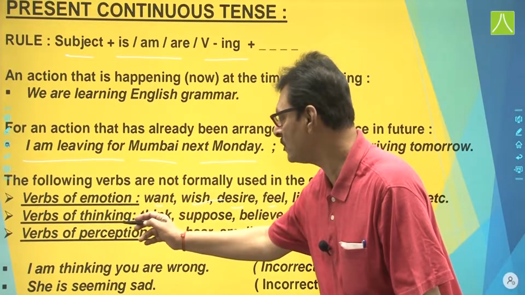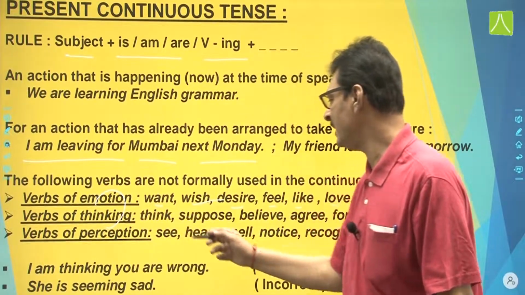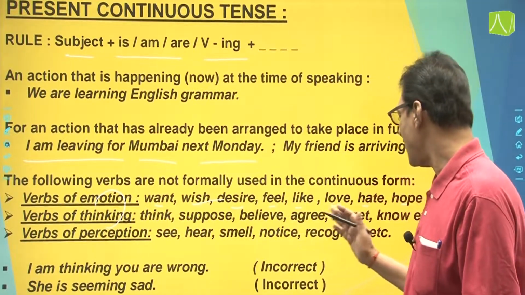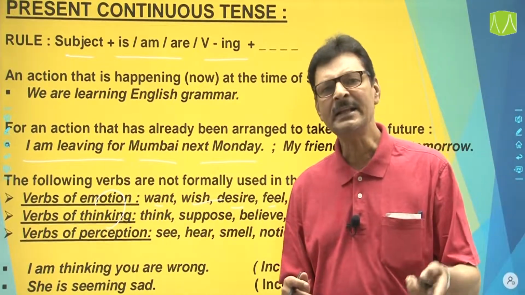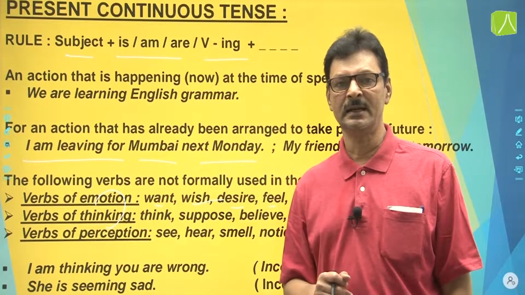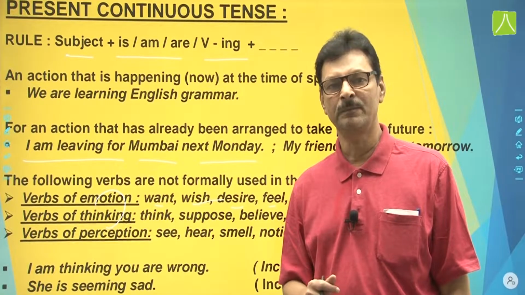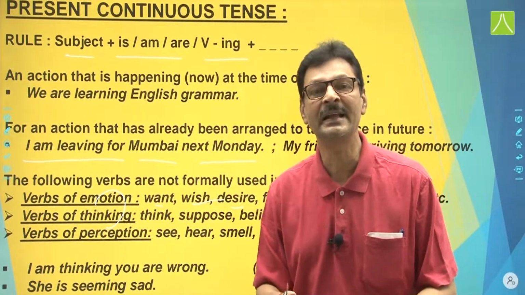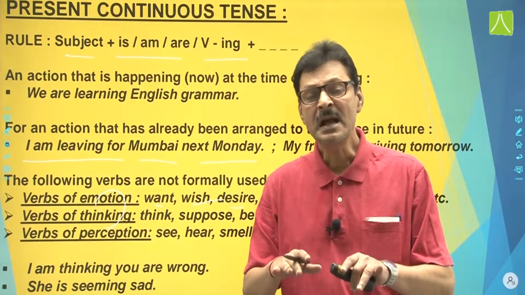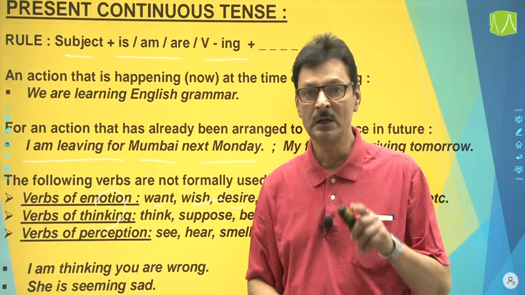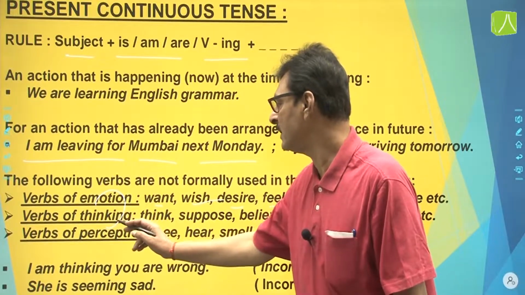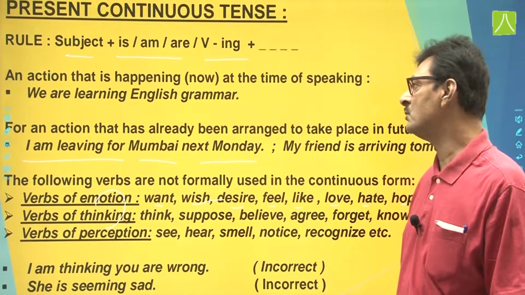Similarly, there are some verbs of thinking, that is think, suppose, believe, agree, forget, know, etc. I think you all will succeed in your life. We don't say that I am thinking you will succeed. It means right now I am thinking at this time, but later I feel maybe it will not happen. So, these verbs of thinking are never used in the ing form.